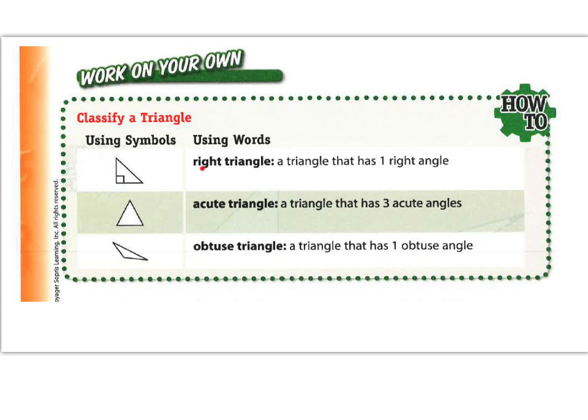All right, so again, we have a right triangle. That is a triangle with one right angle. An acute triangle, a triangle that has 3 acute angles. So all 3 of those are acute. They're less than 90. And an obtuse triangle is a triangle that has 1 obtuse angle. So this angle, only one of the angles is more than 90.